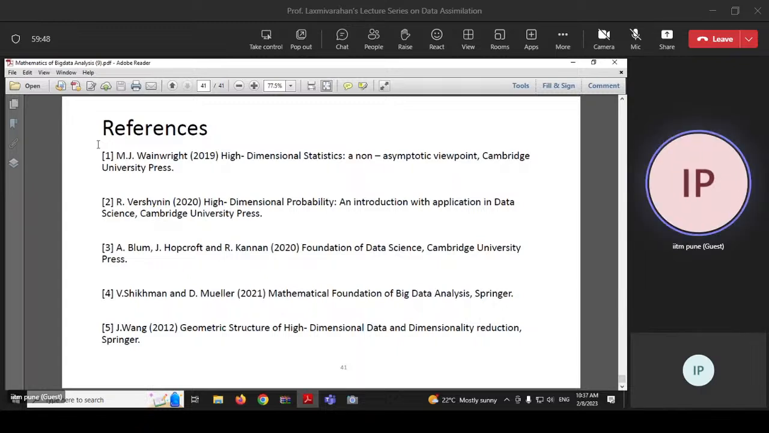And there's another very nice book. You can actually download this for free. It's available from Springer: Geometric Structure of High-Dimensional Data and Dimensionality Reduction, by J. Wang. So you can download it. It's also written at a first-year graduate level. There are a lot of good, interesting results relating to big data, data reduction, dimensionality reduction, and so on.